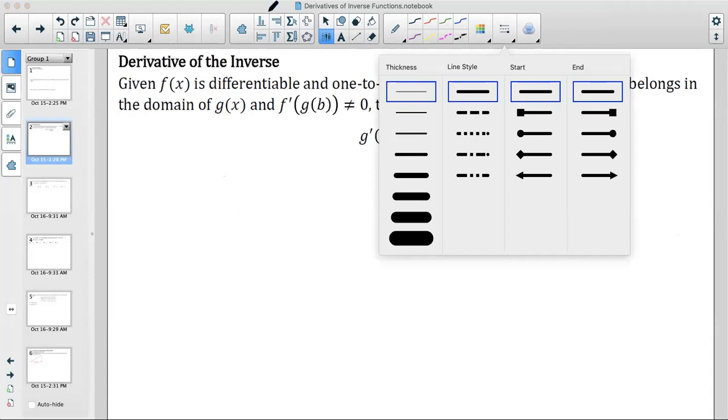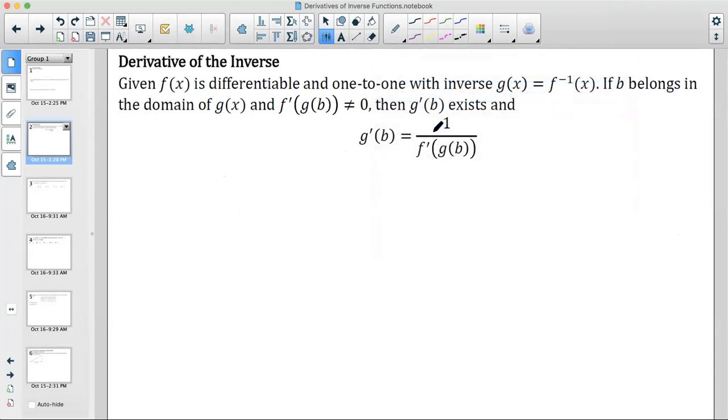We're going to start off with this formula. Okay, so f is a differentiable function that is 1-to-1 with an inverse. Those things mean the same thing. And you have g is f inverse of x, and b is some number. Basically they're saying if g is the inverse function, the derivative of that inverse function equals 1 over f prime at g of b.